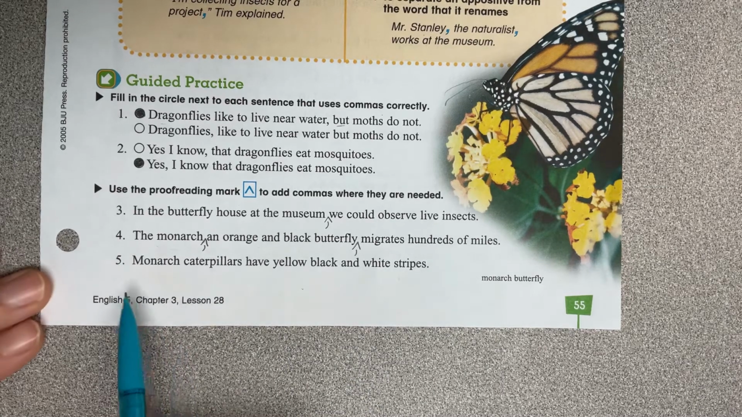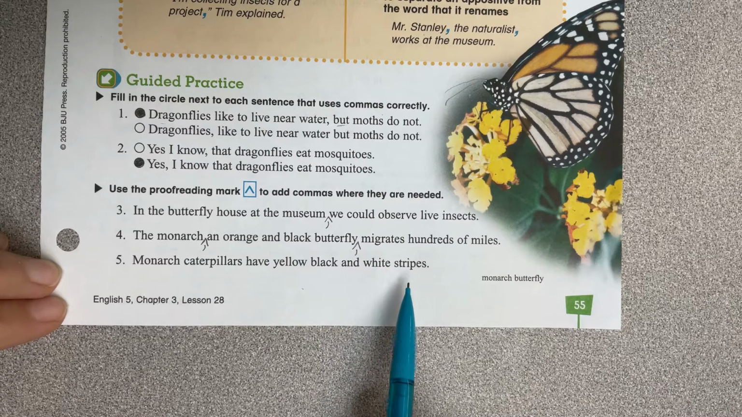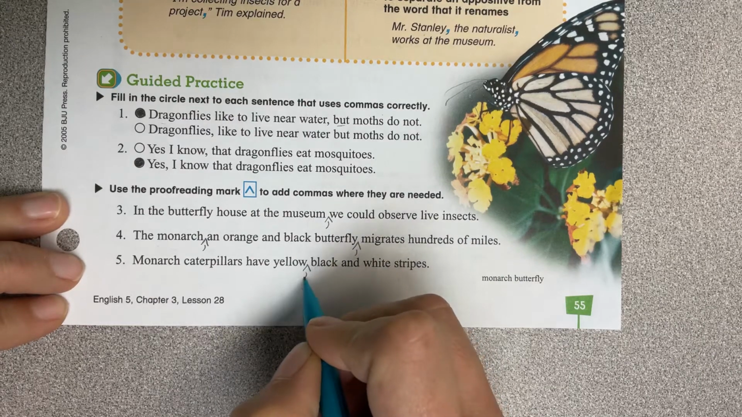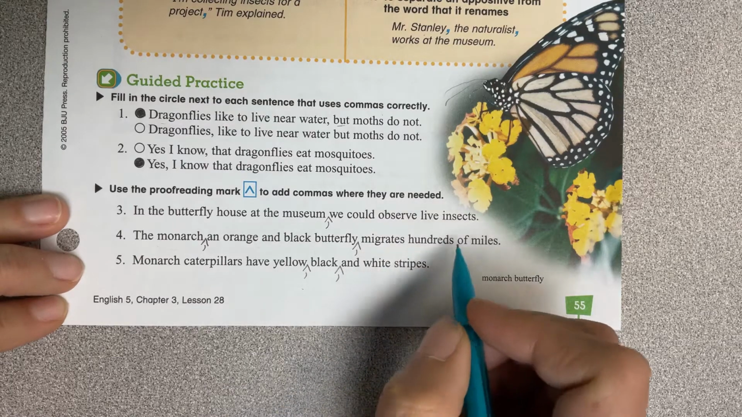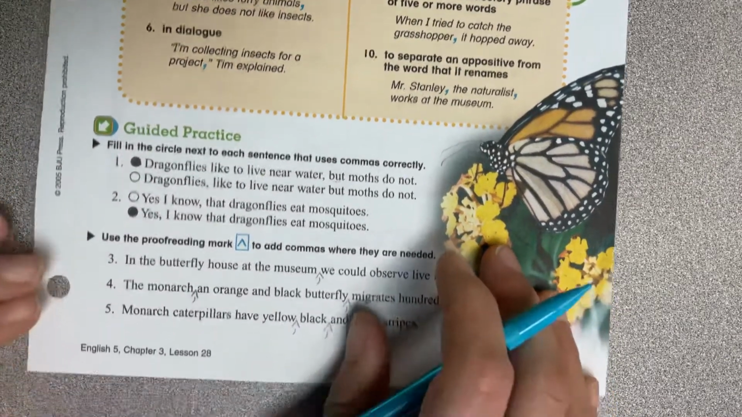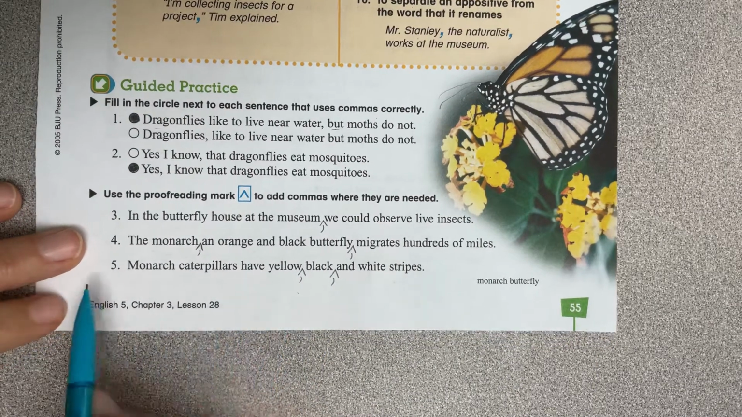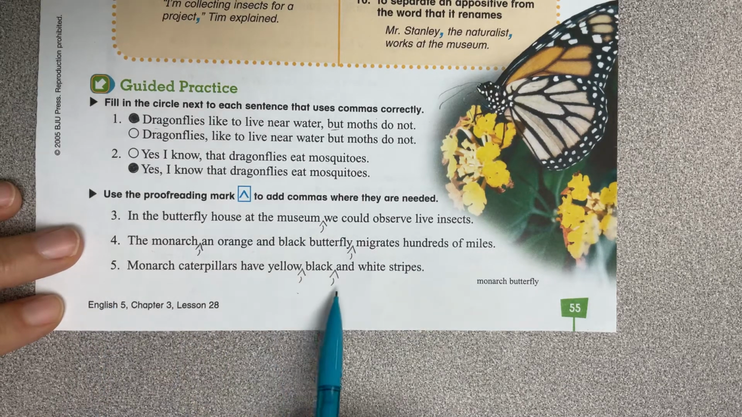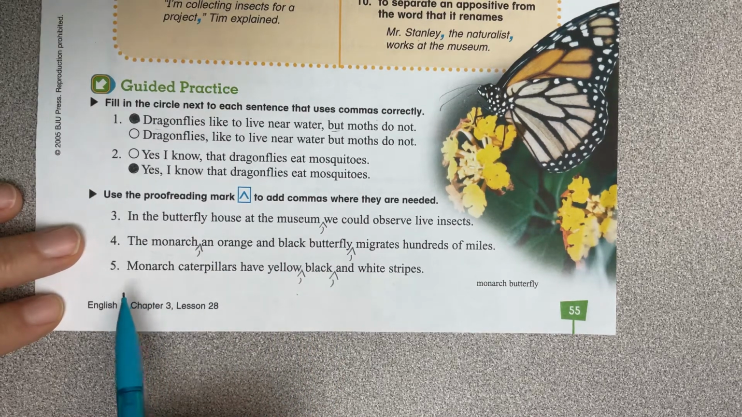All right, you should have commas here in number 5 where you think they belong, and we're going to see if you got them in the right places. So monarch caterpillars have yellow, comma, black, comma, and white stripes. This follows rule number 4 with words in a series or in a list. So if you have those two commas in the right place, I want you to go ahead and put a smiley face by the number 5. If you did not get those two commas in the right place, go ahead and circle the number 5. That way I know how you did on that.